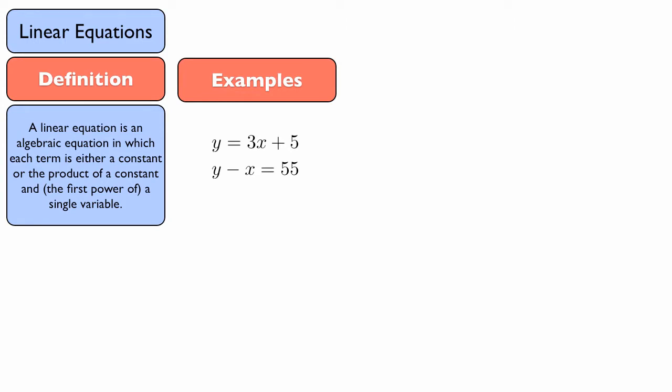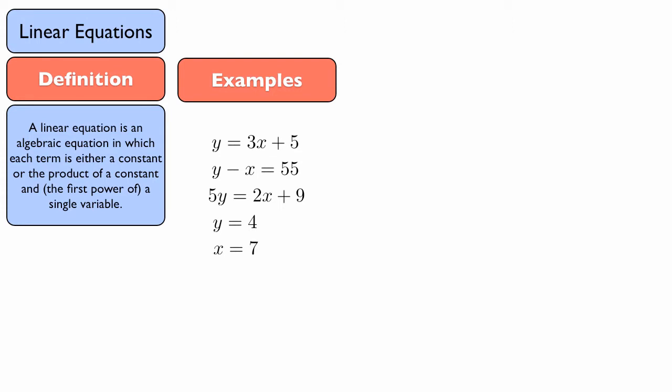Y minus x is equal to 55 is another example. Y is a product of a constant, 1, and a single variable, so same thing with x, and 55 is a constant. And as long as we only have variables raised to the first power and constants, then it's linear, no matter in what order we put it in. So these are all examples.